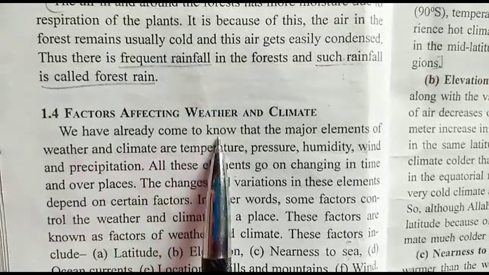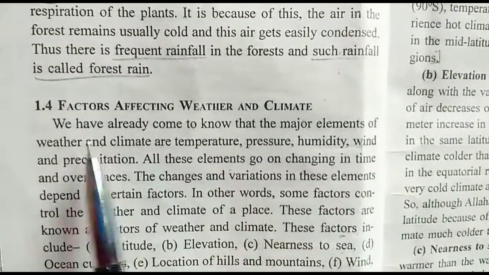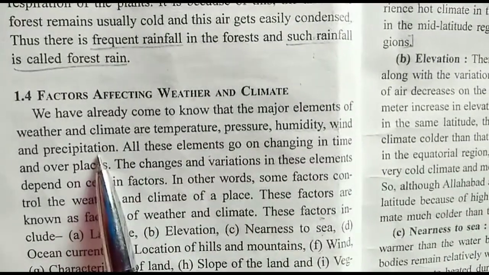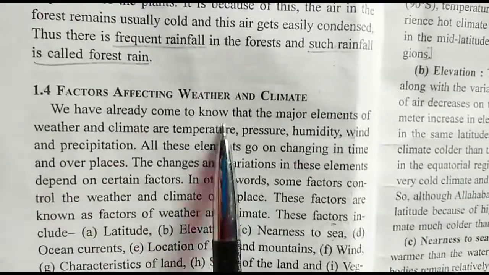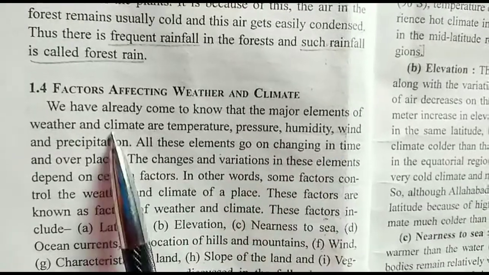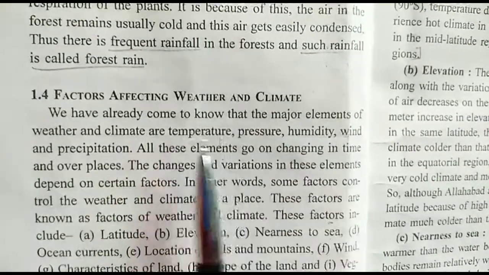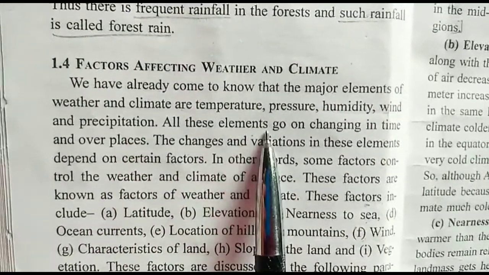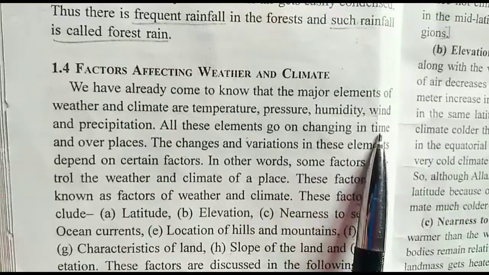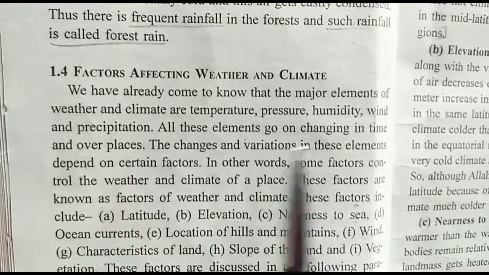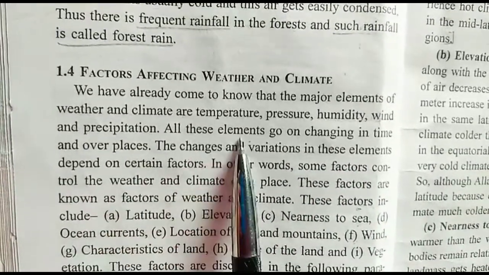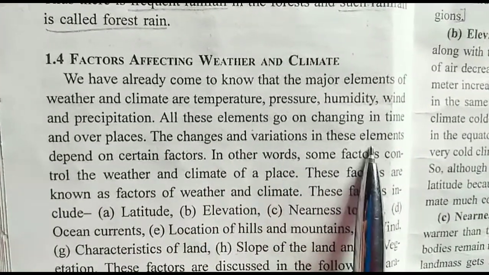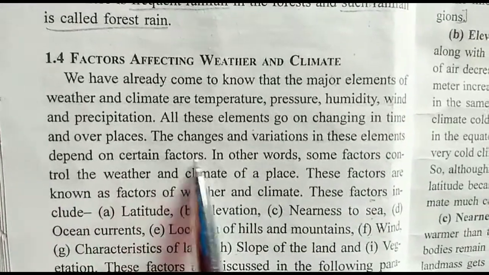We have already come to know that the major elements of weather and climate are temperature, pressure, humidity, wind and precipitation. All these elements go on changing in time and over places. Means according to the time and place, these elements are changed. The changes and variation in these elements depend on certain factors.